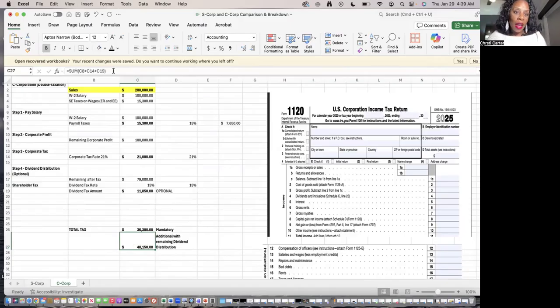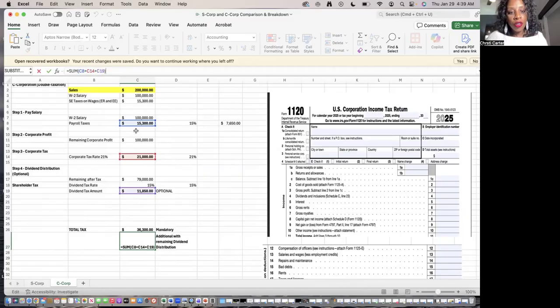$48,150 number. And I will show you how I got that. So of course, that's the 15.3% of your salary, that is the 21% tax rate, and that is 15% of the remaining 79,000. So that equals 15,300, 21,000 plus 11,850. Remember, this is only if you were to take out all of it. If you were to take out half, then you'd pay half of this, so on and so forth.